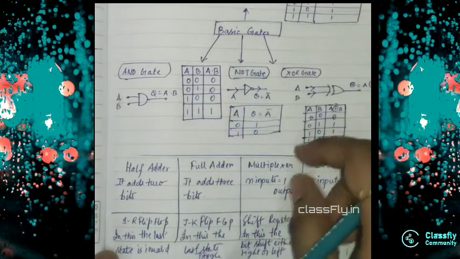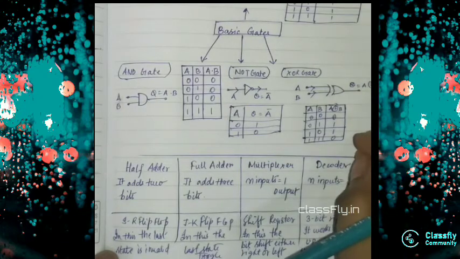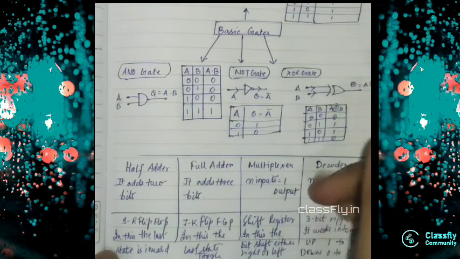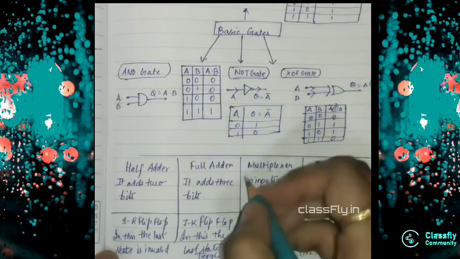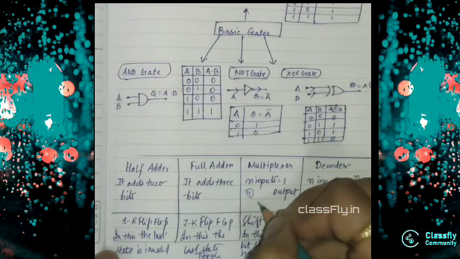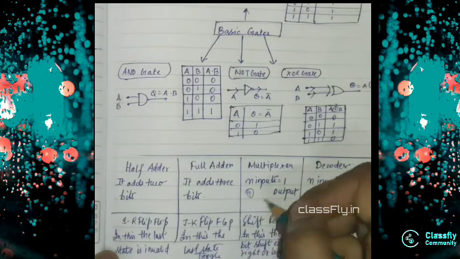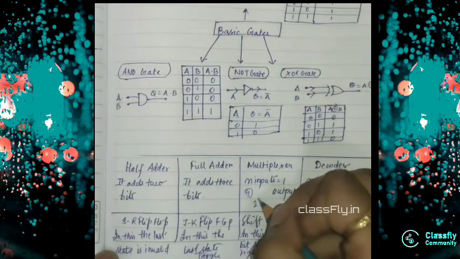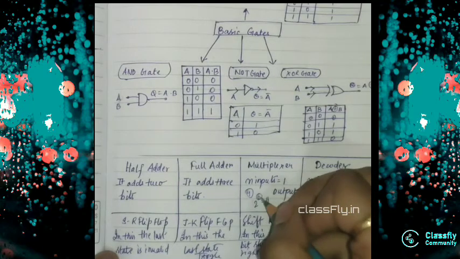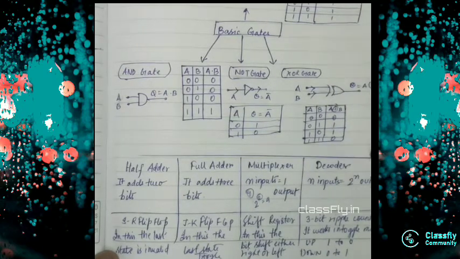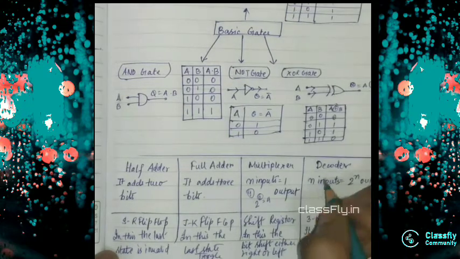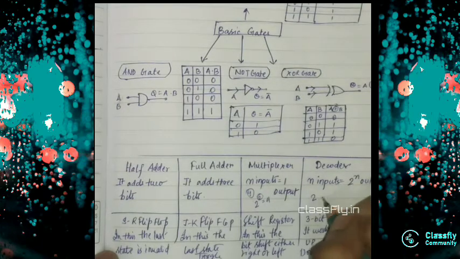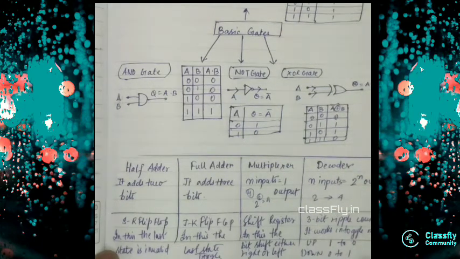Multiplexer states that whatever may be your inputs, the output will be 1, and depending on the inputs you will get your selection lines. If your input is 4, you will get the selection line as 2. And how is that? 2 to the power 2 is 4, so this 2 represents the selection line. Whereas decoder says that if you have given n inputs, you will get 2 to the power n outputs. That means if your decoder has 2 inputs, then you will get 4 outputs.